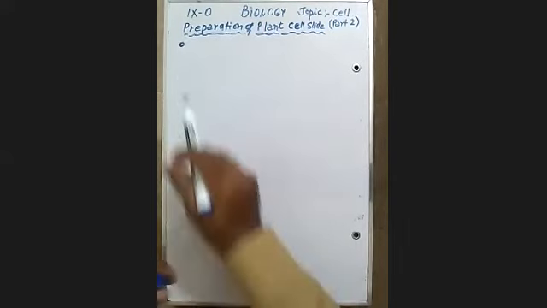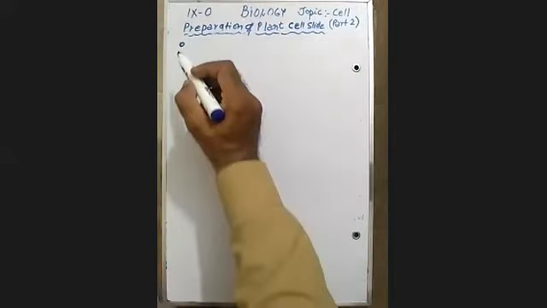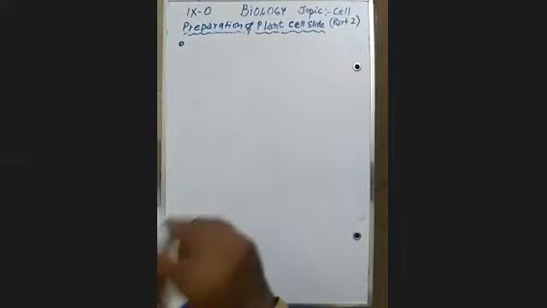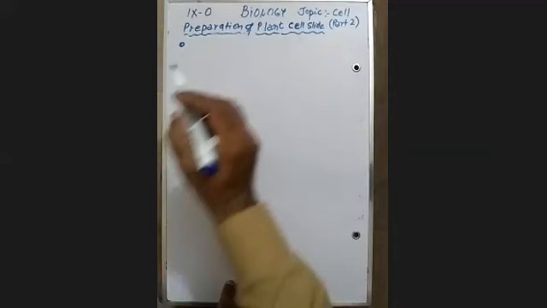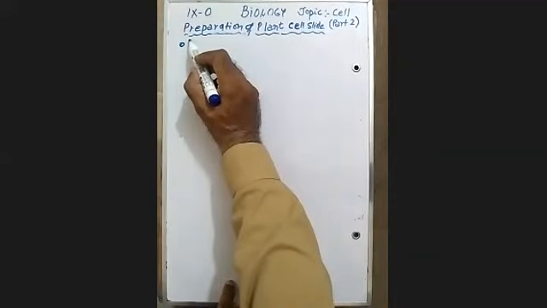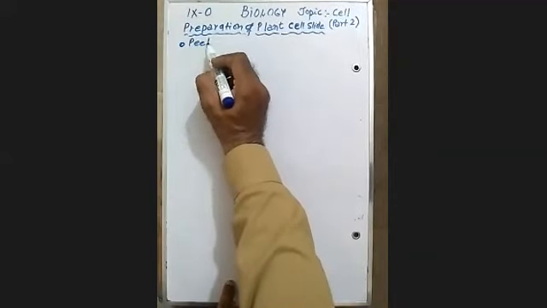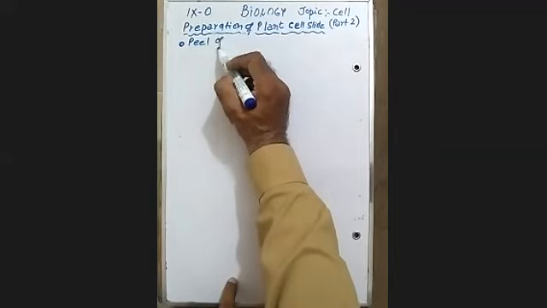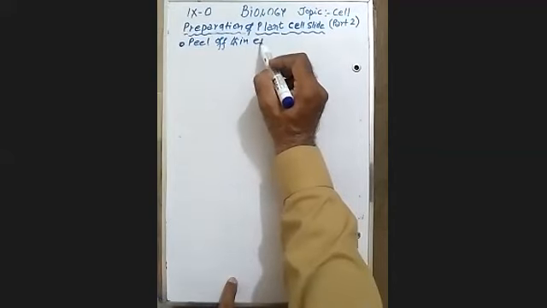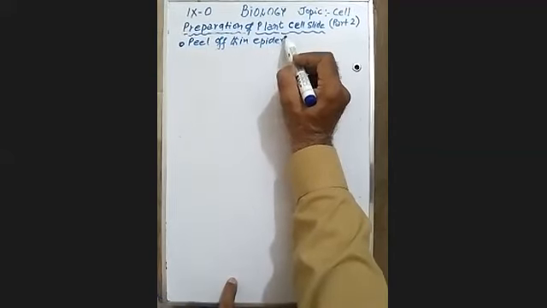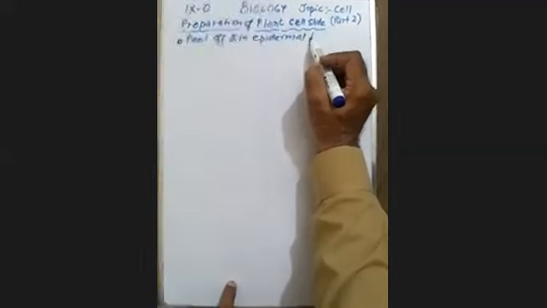First point. Now where will we take the material from? You take an onion, remove the upper dry leaf, the scaly leaves of the onion. Then after removing that scaly leaf, there will be a transparent layer. So that is called epidermal layer. So peel off a thin epidermal layer.